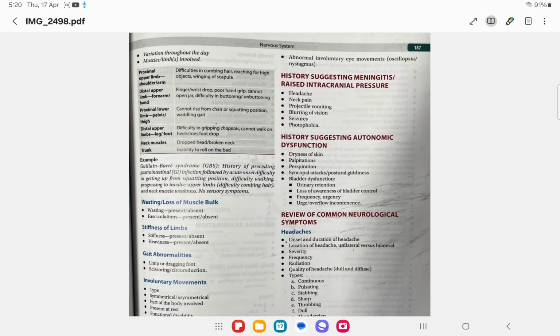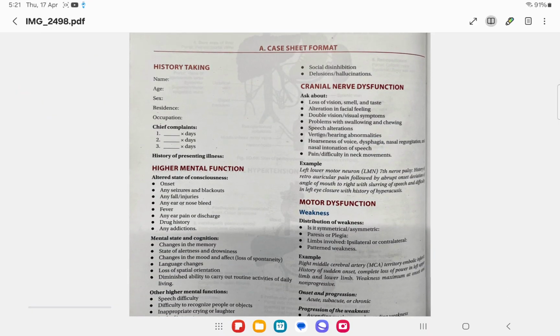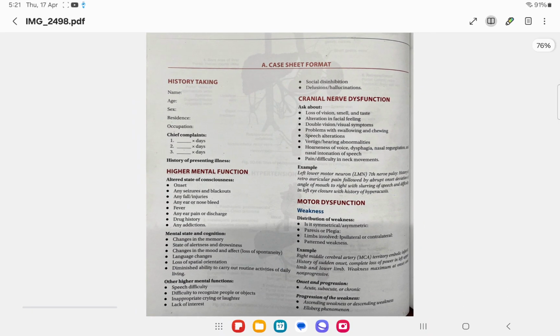If you say the motor history is clear, then half of the history is done. The other thing is your higher mental function. You just have to ask whether there is an altered state of consciousness, because you can have a focal neurological deficit in a space occupying lesion, for example neurocysticercosis or a brain tumor. These lead to altered mental sensorium with focal neurological deficit.